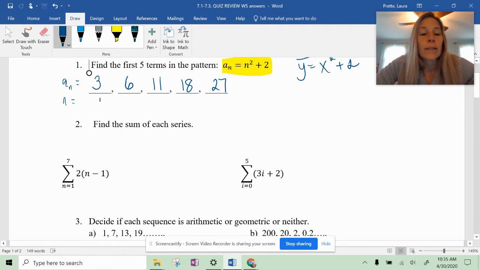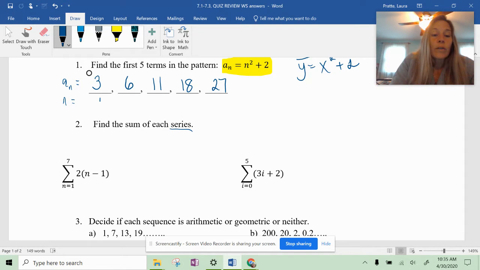Number 2, find the sum of each series. So when we're doing this series, that means we're finding those numbers in the sequence, and then we're going to add them together. So the first number in the sequence is what I get when I plug in that 1. So I'm going from 1 all the way up to 7, and then I'm going to add them together. So if I put in the 1 here, 1 minus 1 is 0, and 0 times 2 would still be 0. So that's my first term.